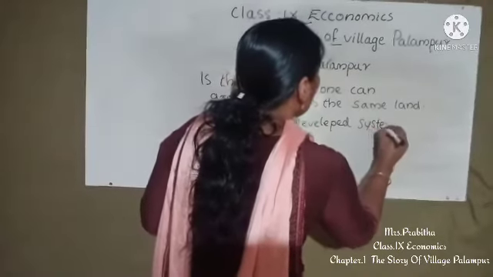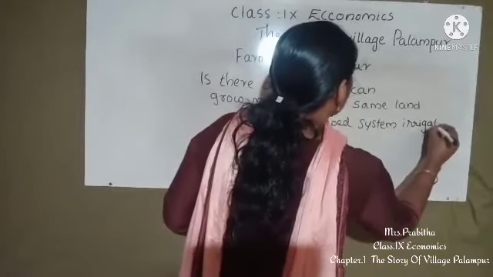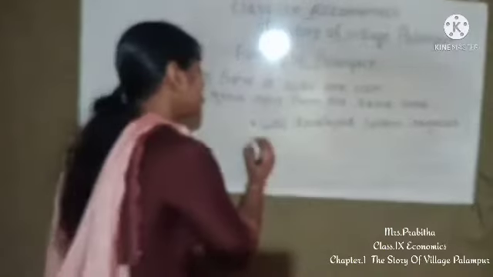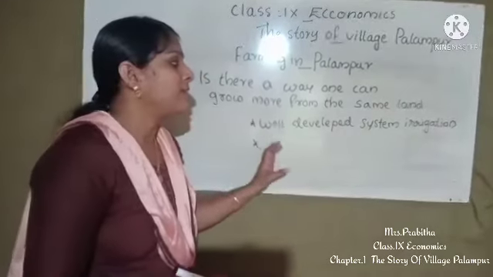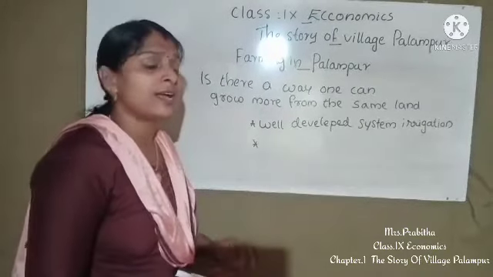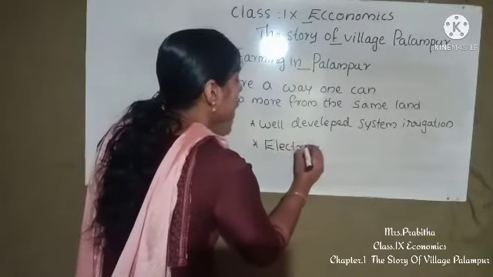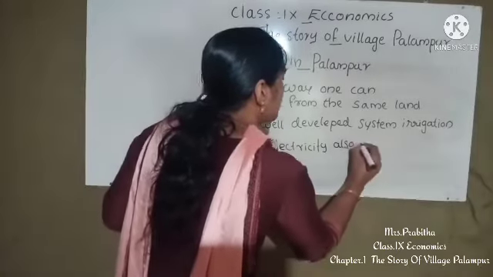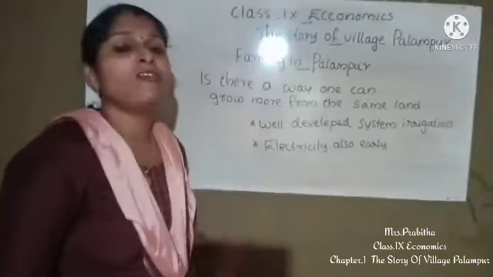That was the one thing. Well developed system of irrigation was one of the most important reasons these farmers can grow more than two crops in a year. That was the main reason, well developed system of irrigation. Then another reason we can say is that electricity also reached early in the village of Palampur.